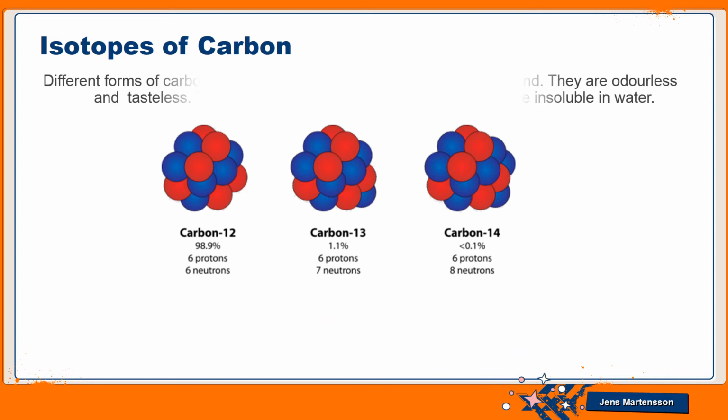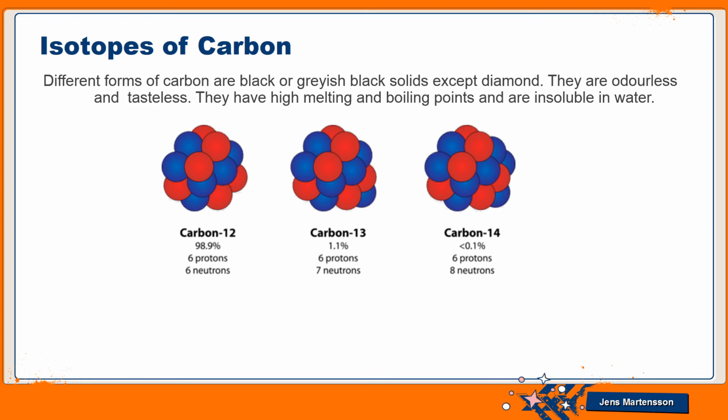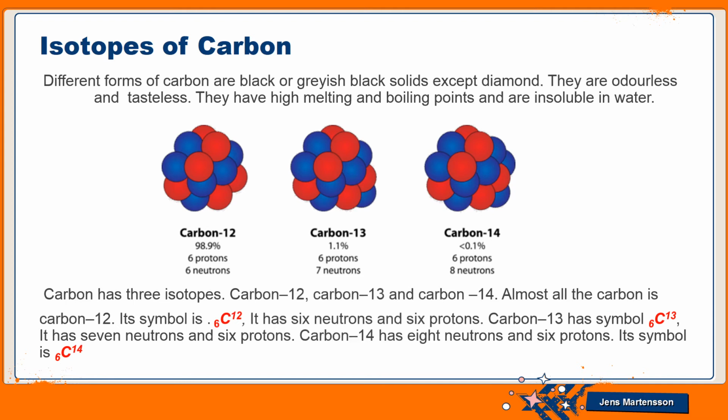Carbon exists in 3 isotopic forms. These are black or grayish in color except the diamond, and they are odorless and tasteless, having high melting and boiling points, and they are also insoluble in water. These isotopes are C-12, C-13 and C-14. C-12 has 6 protons, 6 electrons and 6 neutrons. C-13 has 6 protons, 6 electrons and 7 neutrons. C-14 has 6 protons and 6 electrons, but the number of neutrons is 8.